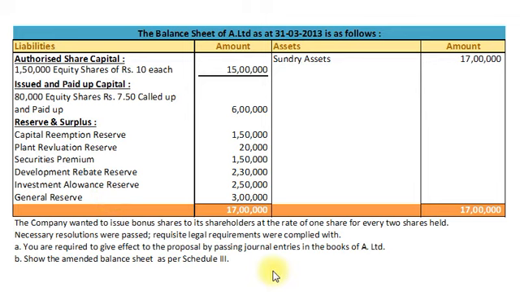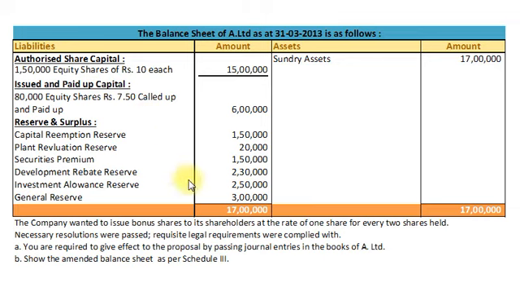Okay, after making partly paid up shares fully paid up, we need to give them bonus shares in the ratio 1 share for every 2 shares held. So our bonus shares ratio would be 1 by 2. 1 by 2 of 80,000 would be 40,000 shares, and 40,000 shares of rupees 10 each. So bonus share amounts to rupees 4 lakh.